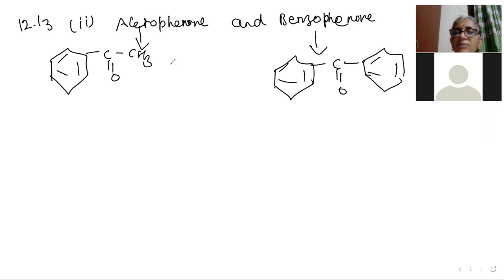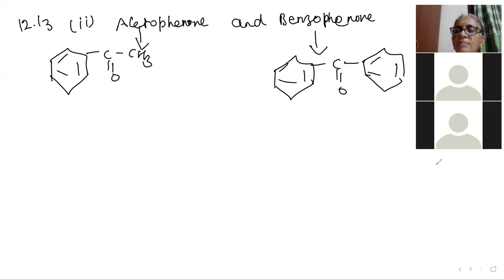So can anyone tell me how to distinguish between the two? What visible test can we use? Iodoform test, ma'am. Very good. Iodoform test, because this is a methyl ketone. The keto group is next to a methyl group on this. But here we don't have any methyl group. So on looking at the structure itself, we can clearly say what reagent we can use.